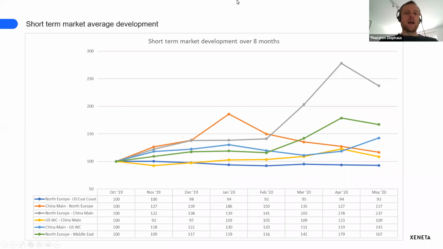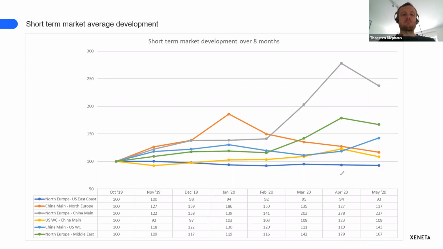But this is something which is quite obvious. For example, when we talk about North Europe main to China, we do see that the market dropped a little bit. We come down from 278 to 237, and the same, but not that dramatic, on North Europe to Middle East. So this is the first thing we see with our data, and luckily, we update our data multiple times a day, so this is visible from more or less the beginning of the month already.